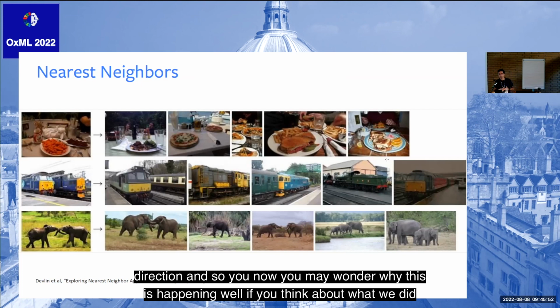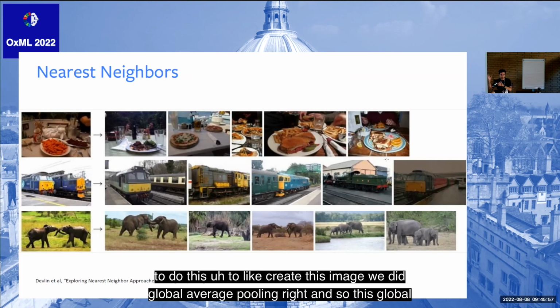And so now you may wonder why this is happening. Well, if you think about what we did to create this image, we did global average pooling, right? And so this global average pooled feature has no sense of spatial structure. We completely destroyed the spatial structure when we were doing this retrieval task. And so of course, when you're doing this retrieval task now, it's not really going to care about the exact pose of the object.